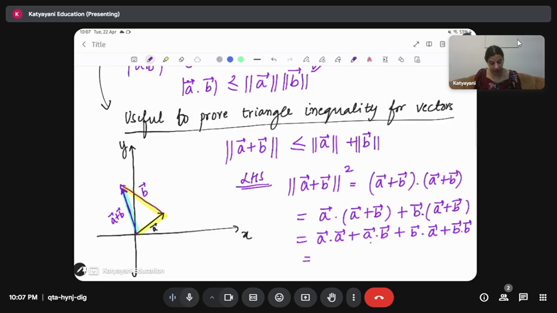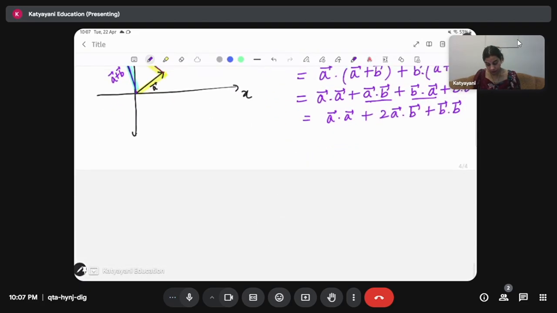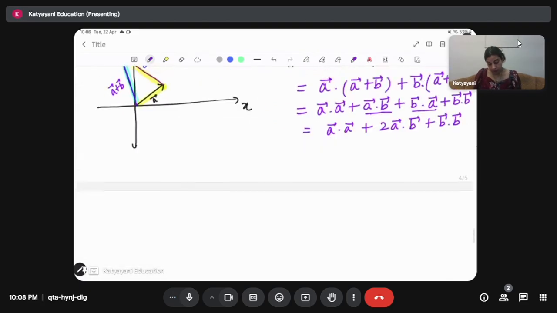Now you know that since we have already proven that a dot b is nothing but b dot a. Commutative होता है तो a dot b और b dot a एक ही बात है, right? So these are nothing but the same thing. So I can write it as a dot a plus 2 times a dot b plus b dot b, right? Okay, so we've reached till here.